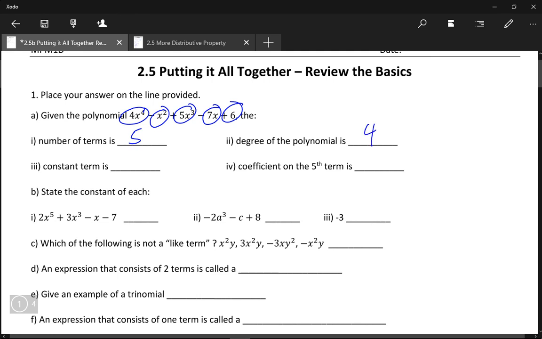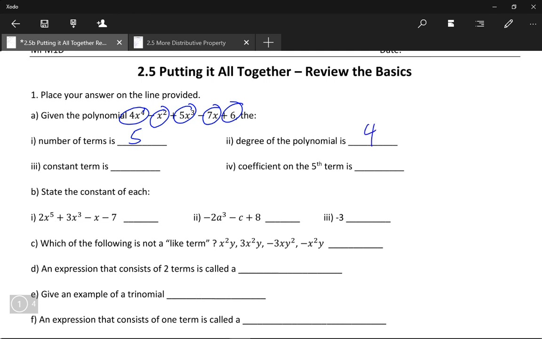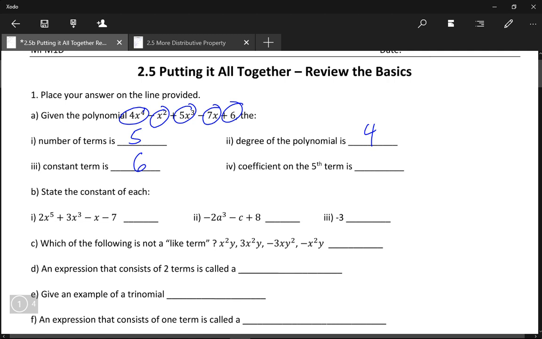If there was more than one variable, then you'd add up their exponents. If it was like 4x to the exponent of 4 times y squared, then you add their exponents. What is my constant term? Constant term, 6. So the number without a variable in it.